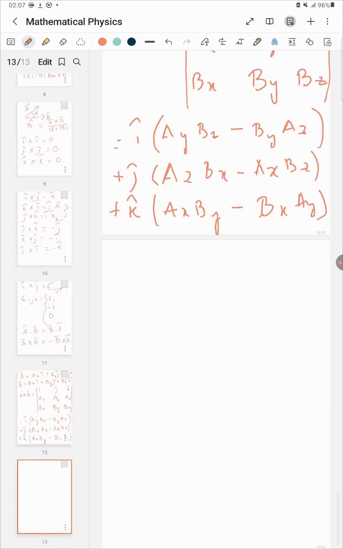What if they are not expressed as components and rather expressed as A and B vectors? We have already found out that it will be equal to modulus of A, modulus of B, sine theta with a n cap. N cap is the direction. When you curl your fingers from A towards B, your thumb points out the direction of n cap.